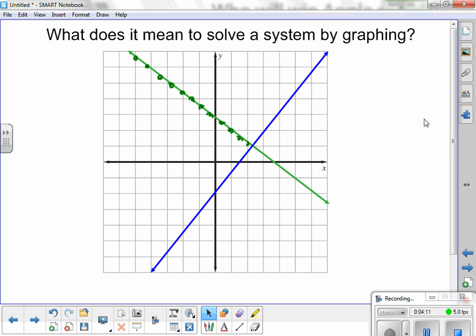So the green line is made up of a whole bunch of points, which are solutions to one equation, and the blue line is made up of a whole bunch of points, which represent the solutions to another equation. The solution to both equations would be where they cross.